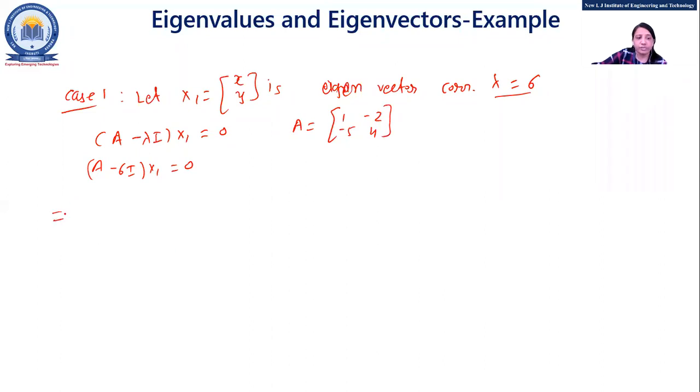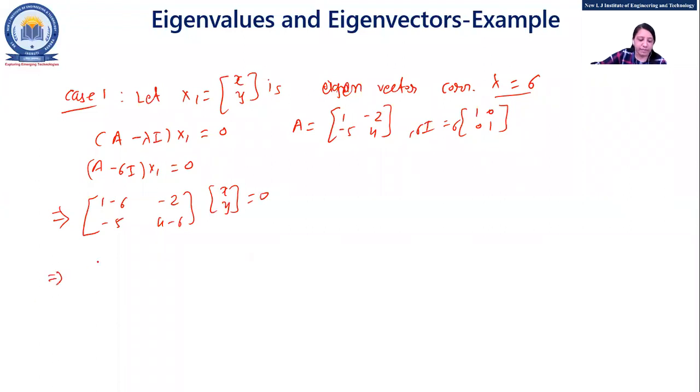So what we are going to do? This is A, subtract 6I. I means the identity matrix. My identity matrix is [1, 0; 0, 1]. It is multiplied with 6 because it is 6I. So the matrix would be 1 minus 6, minus 2, minus 5 as it is, and here it's 4, so 4 minus 6, and x1 we have assumed is (x, y). Now our matrix would be [-5, -2; -5, -2] times (x, y) equal to 0.